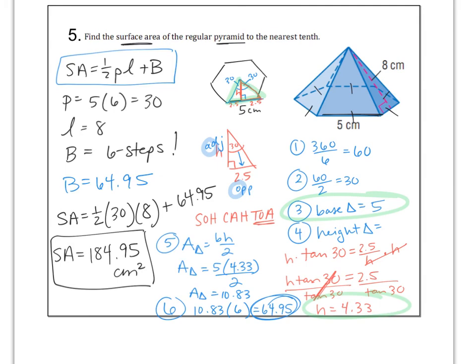Now, if your answer is off a teeny bit, it's probably because your base area is slightly different than mine, because maybe you rounded earlier or something like that. As long as you're close to 184.95, if it's a tiny bit off, don't worry about it.